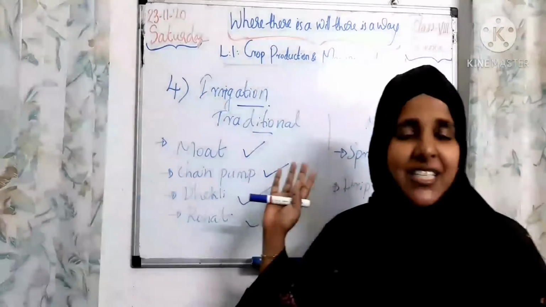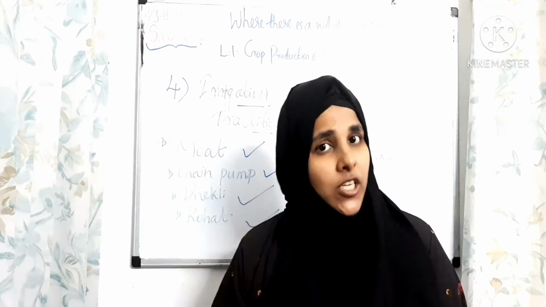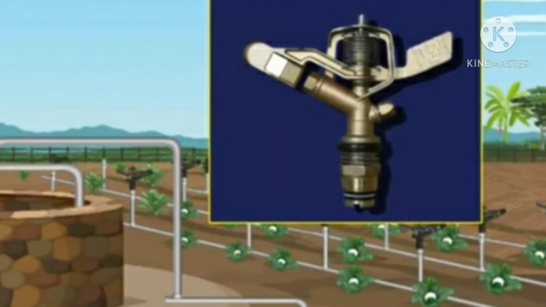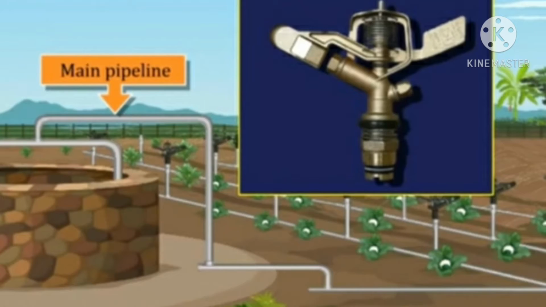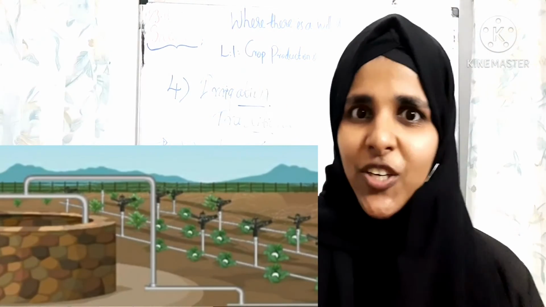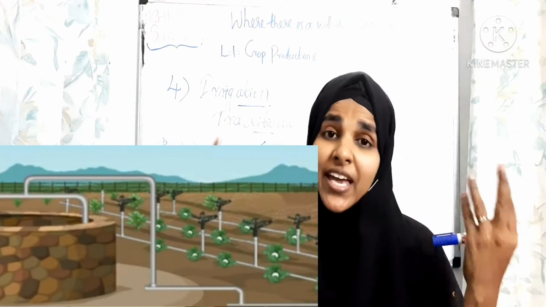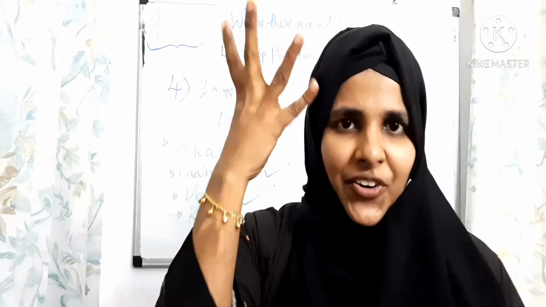We can check that this sprinkler system is more useful on uneven land where sufficient water is not available. Look at the picture, children. The perpendicular pipes have a rotating nozzle on top, right? And they are joined to a main pipeline at regular intervals. When water is allowed to flow through the main pipe under pressure with the help of a pump, it escapes from the rotating nozzles, okay? It gets sprinkled on the crops as if it is raining. A sprinkler is very useful for sandy soil. So all of you clear about the sprinkler system? It is like rain, right?